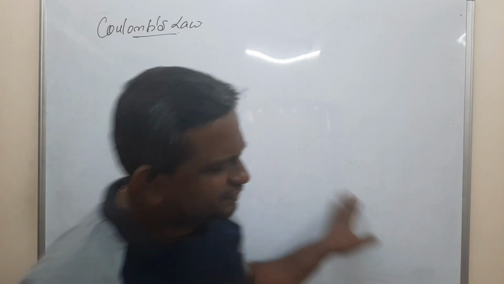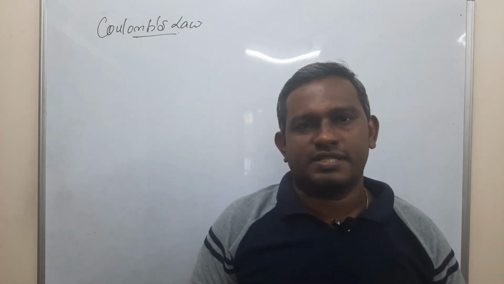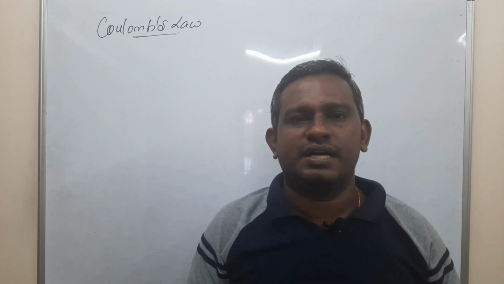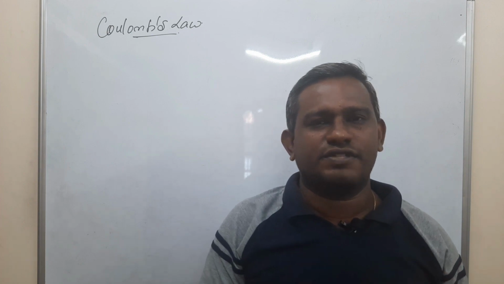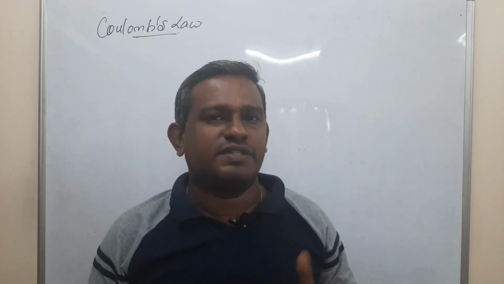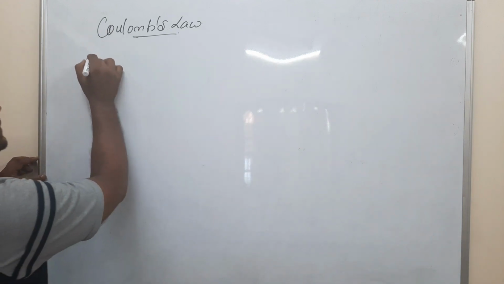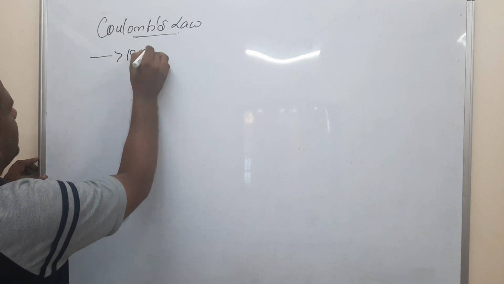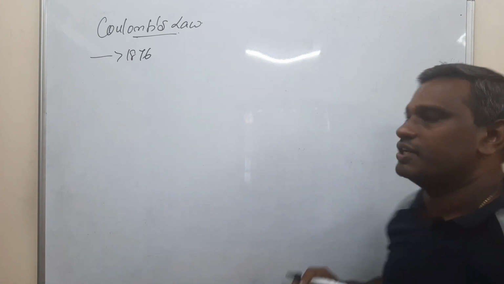So Coulomb deduced the expression for the force between two charges. If there are two charges, what is the force between them, that is attractive force or repulsive force, and how can we calculate that force? Coulomb found this. Okay, so in the year 1876, Coulomb deduced the expression for calculating the force between two charges.